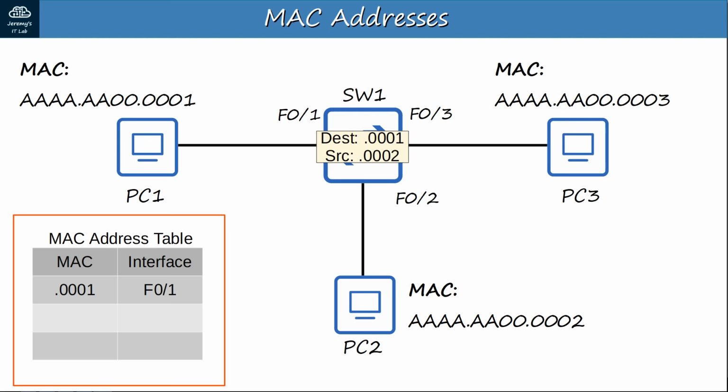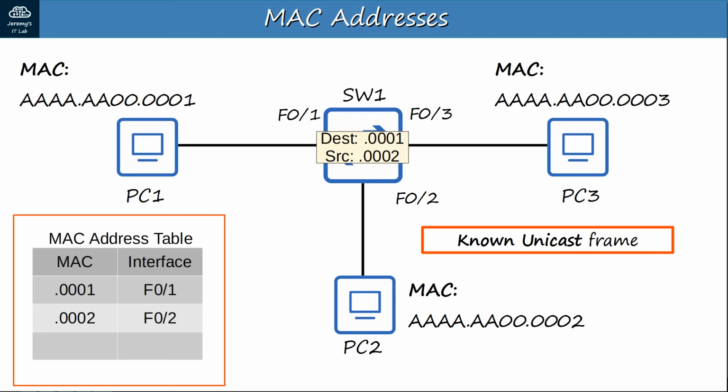Switch 1 looks at the source MAC address of the frame, and then adds it to its MAC address table, associating it with the F02 interface. This time, however, it doesn't flood the frame. This is known as a known unicast frame, because the destination is already in its MAC address table. Whereas unknown unicast frames are flooded, known unicast frames are simply forwarded to the destination, like this.